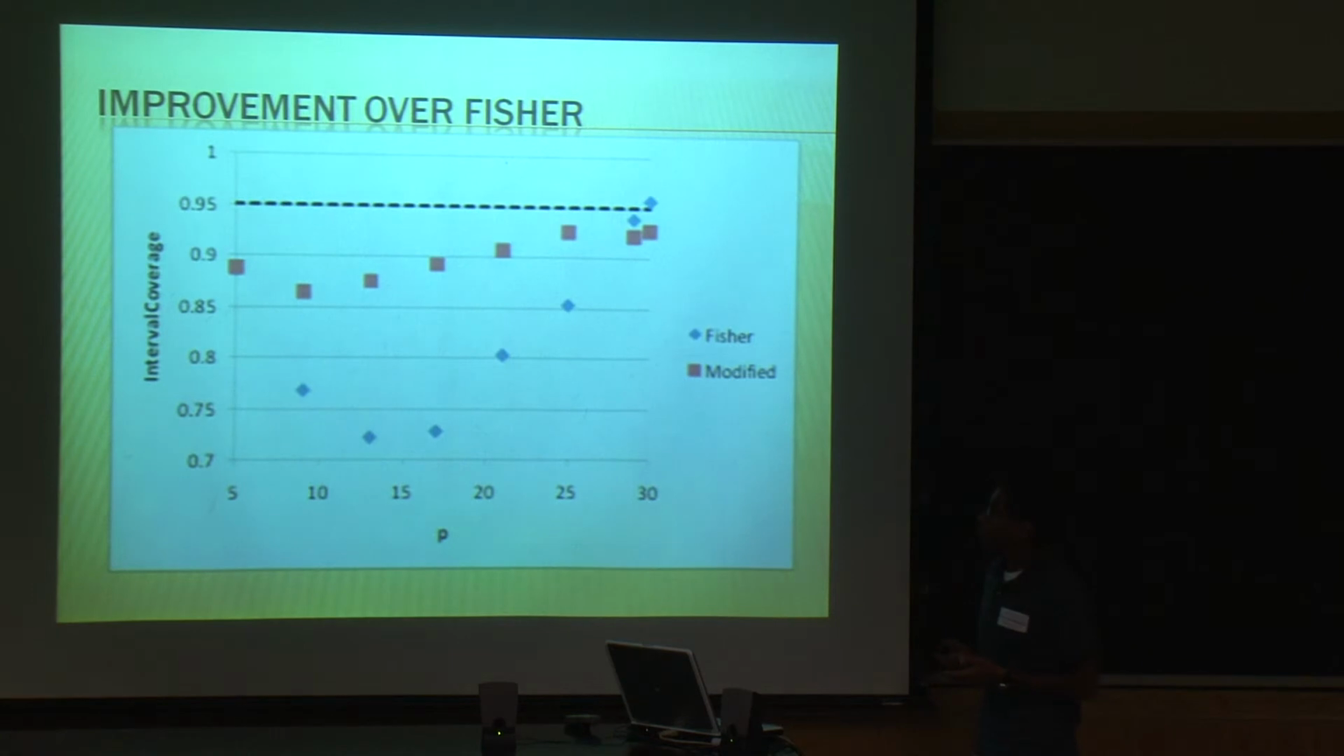So this chart represents that same data. We want to be as close to this line at 0.95 as possible. The blue dots are where Fisher's transformation is. The red dots are where we are. So obviously we've made significant improvements in many cases over the Fisher's transformation.